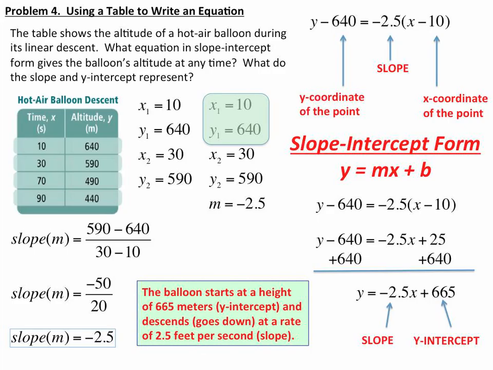So remember what those numbers mean in terms of the problem. The balloon starts at 665. There's your y-intercept, your starting point, and it descends, goes down, because the slope is negative. It's going down at a rate of 2.5 feet per second. Because remember, your slope is change in y, m, meters, over seconds. All right, so it really should be a rate of 2.5 meters per second. Okay, so just make sure you fix that.